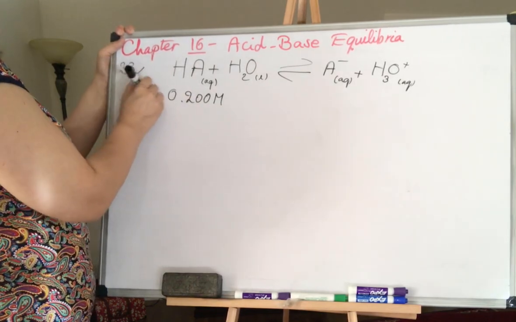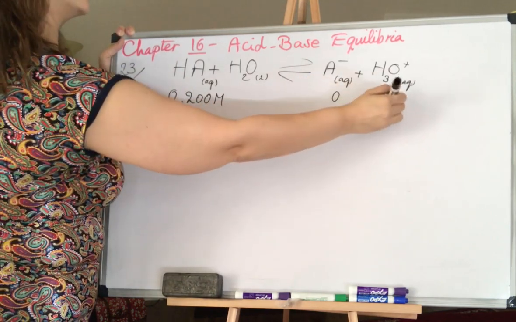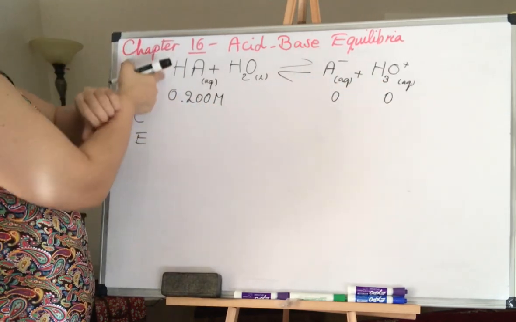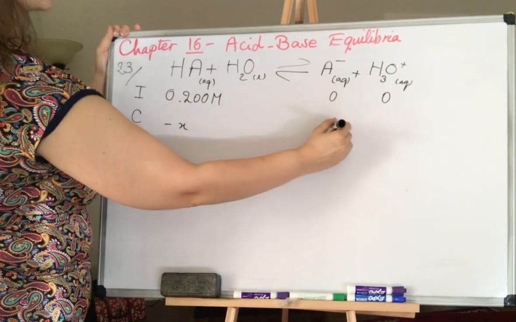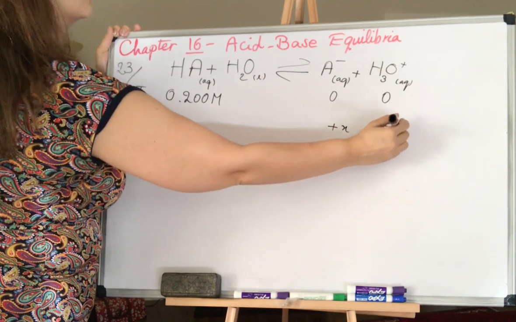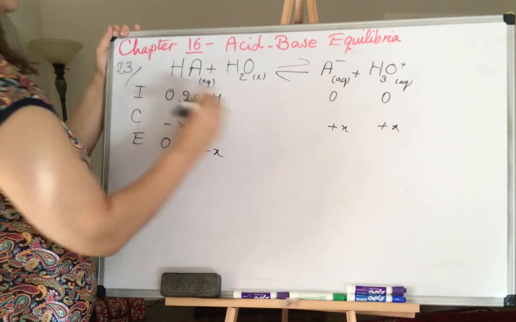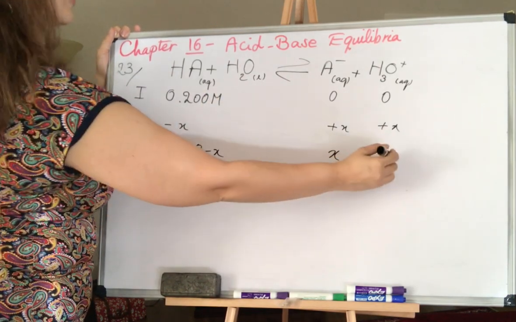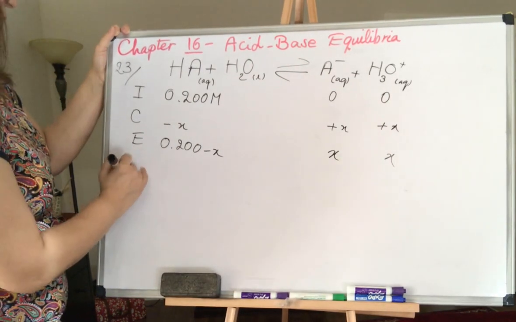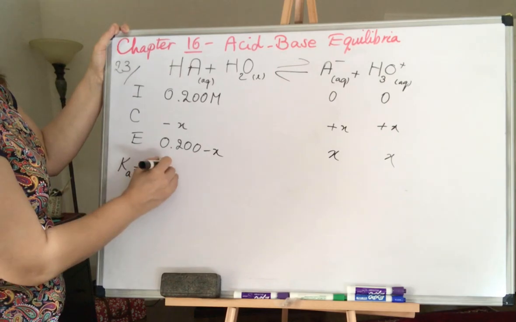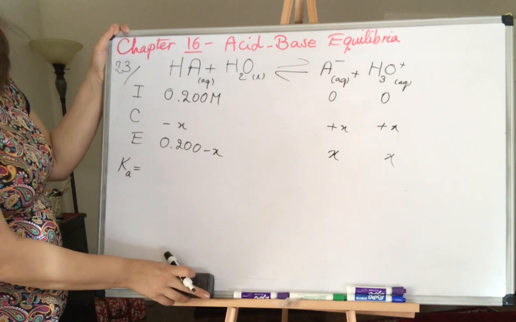So again, build your ice table. Initially there is no product. During the change, the coefficients are 1, so there is an x subtracted and an x added to the product. So at the end we have x and x. Ka is given, so let's just write the equation for Ka. It is x squared divided by, let me see, what was the value of Ka?